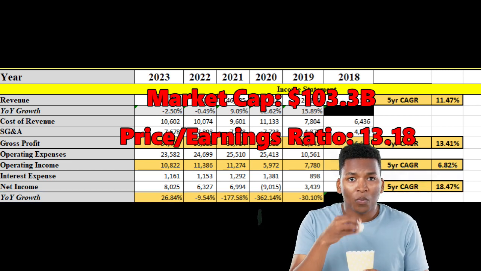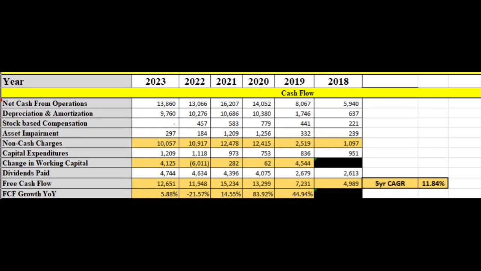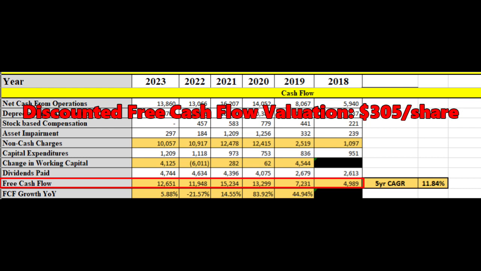Here, I'm getting a little more interested, but I still need to see the cash flow statement. Operating cash flow was $13.86 billion. And with CapEx not being so high, Bristol Myers produced $12.651 billion in free cash flow. That gives us a 5-year CAGR of 11.84%. With that kind of growth in free cash flow, a discounted cash flow valuation of Bristol Myers will give us $305 per share. Now, I'm not saying the stock price will ever get there. All I'm saying is the cash flow statement did not disappoint.